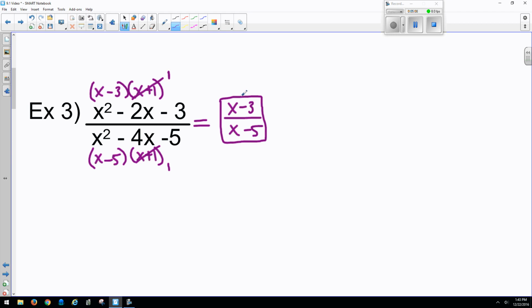You absolutely positively cannot divide out the x's because they're attached with this minus sign here and here. They're part of a binomial.